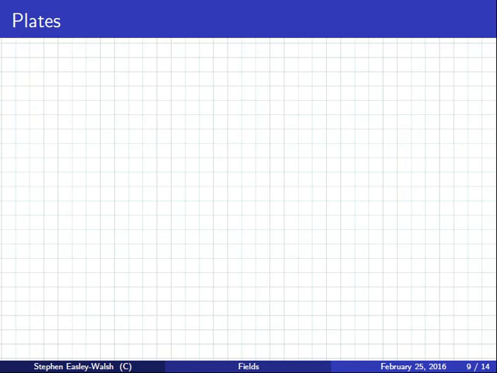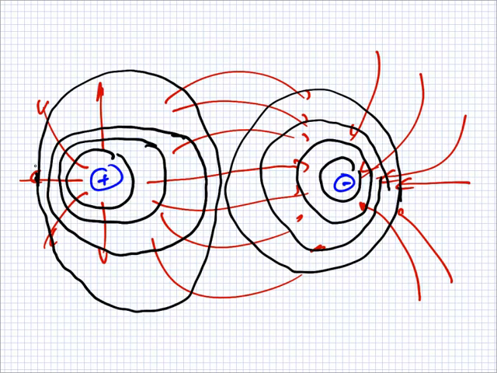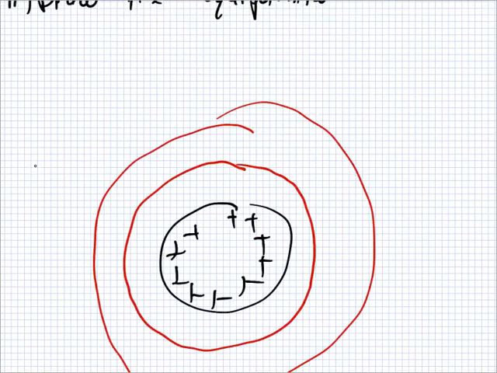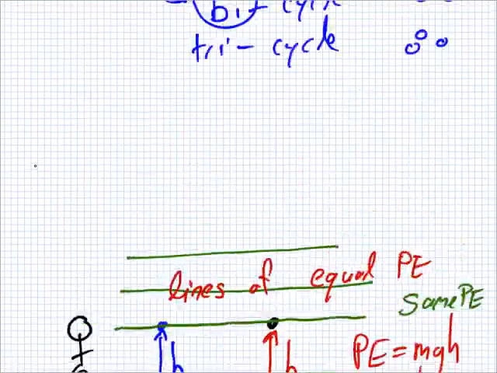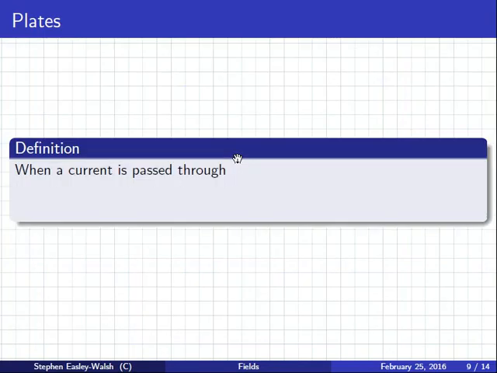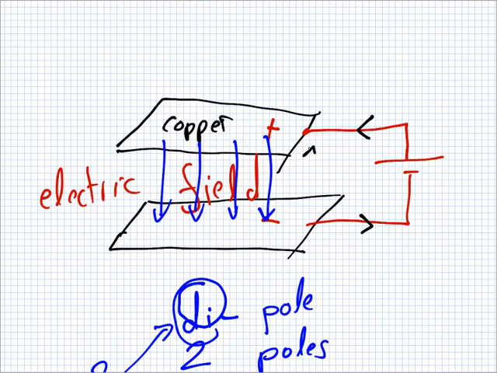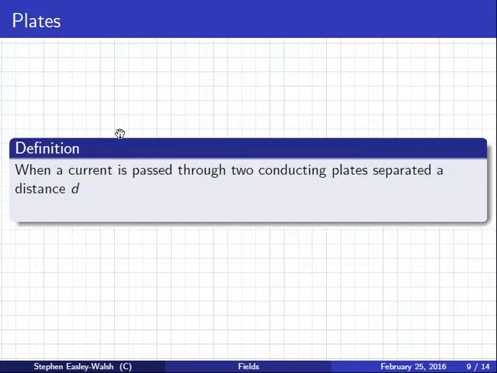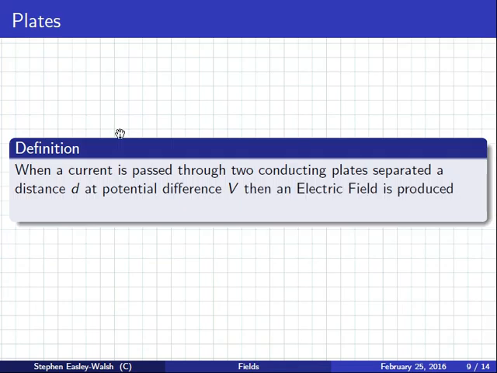Right, so we'll look at the example with the plates. If you remember from earlier, if I go back to my ugly picture, not this one, this one. You can make the electric field if you have two plates, like copper, whatever, and a cell. When a current is passed through two plates, conducting plates, separated a distance d. If this distance here is d, and this voltage here is V, then the strength of the electric field is equal to this formula, the voltage divided by the distance.